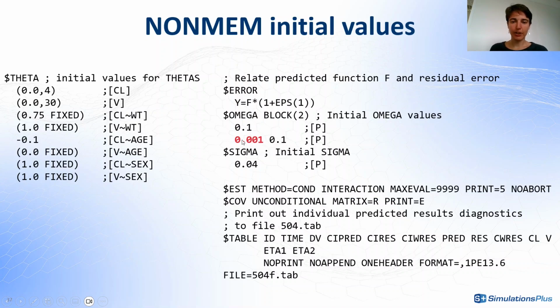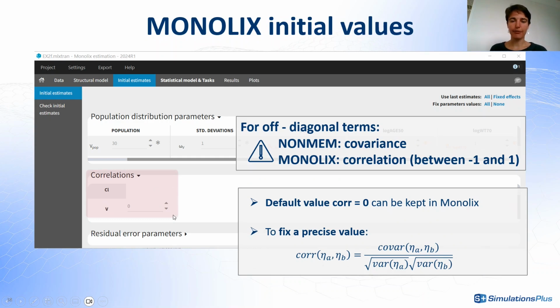And then we need to discuss how to handle this covariance value here. And here again we have a small difference. For the off-diagonal terms, in Nonmem you define the covariance, while in Monolix we work with a correlation value, so a number that is between -1 and 1. Again, if you want to estimate the value, you can just start from the default value of 0 in Monolix. That's going to work well. But if you want to fix it to a precise value, you can use this formula to get the correlation from the covariance and the variance values.